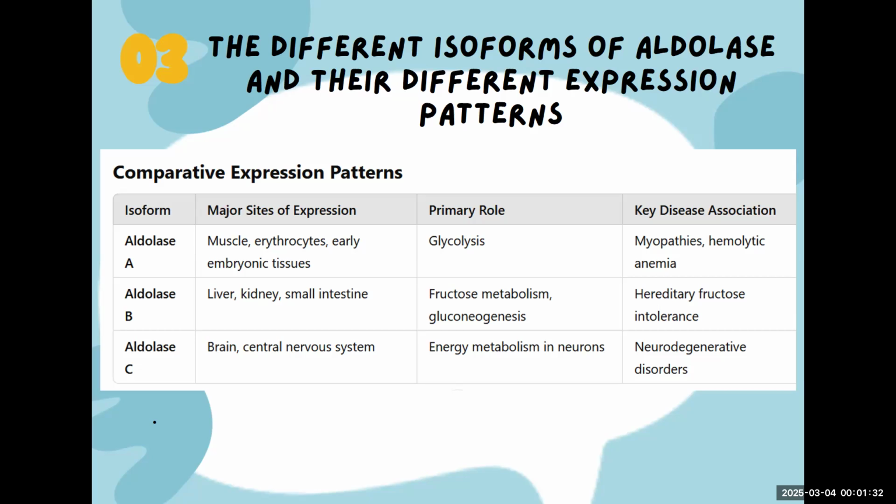The location of aldolase A is in the muscle, erythrocyte, and embryonic tissue, B in the liver, kidney, and the small intestine, and C in the brain and central nervous system. But the primary role of each: aldolase A is very important for glycolysis, aldolase B for gluconeogenesis, and aldolase C for energy metabolism in neurons.